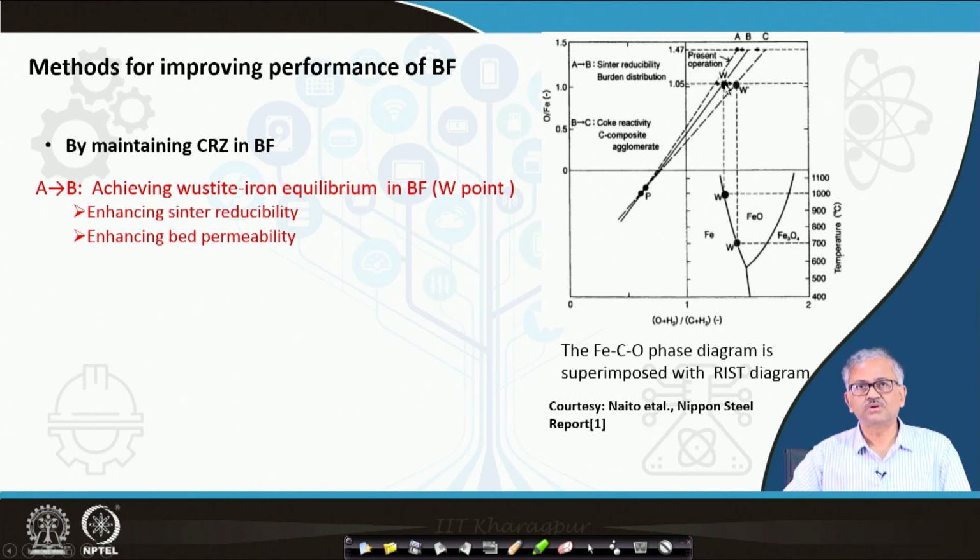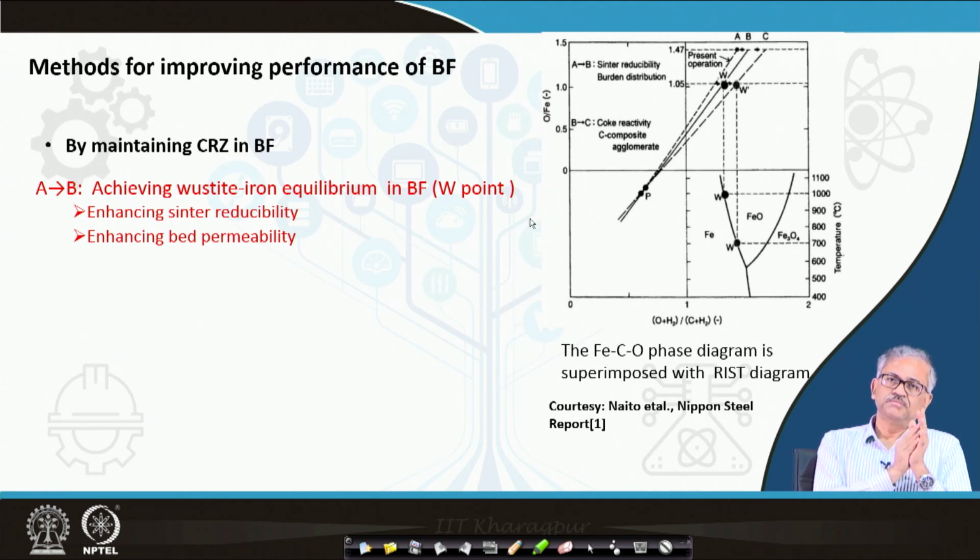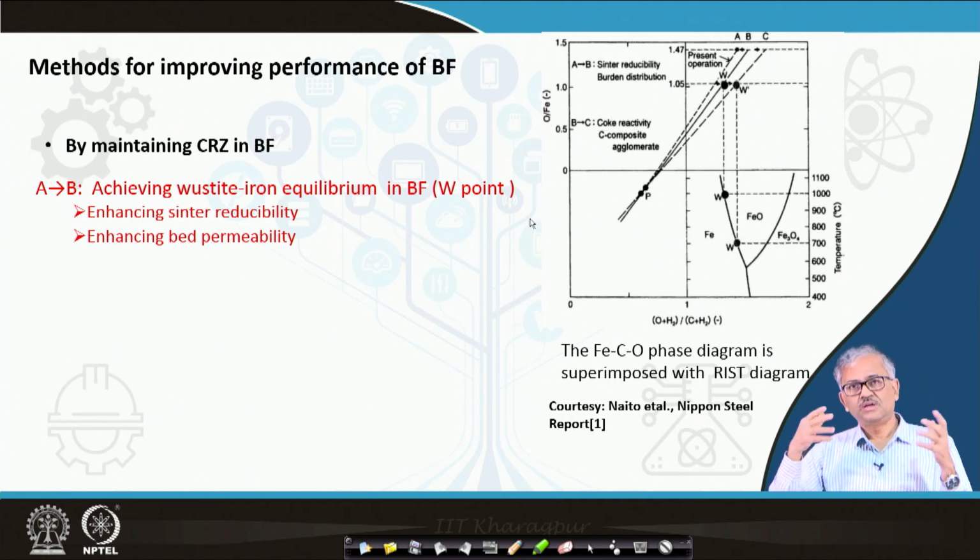So we can move from A to B, from here to here, here to here. You can see this dot. And how can we move that? Obviously, in that case, we have to increase the reactivity of the iron ore, that is the sinter that we are using. If you have a better reactive sinter, then we can ensure that the chemical reserve zone will be there, because iron has to react fast, because the gas will not stay for a long time. It is a plug flow reactor that way.